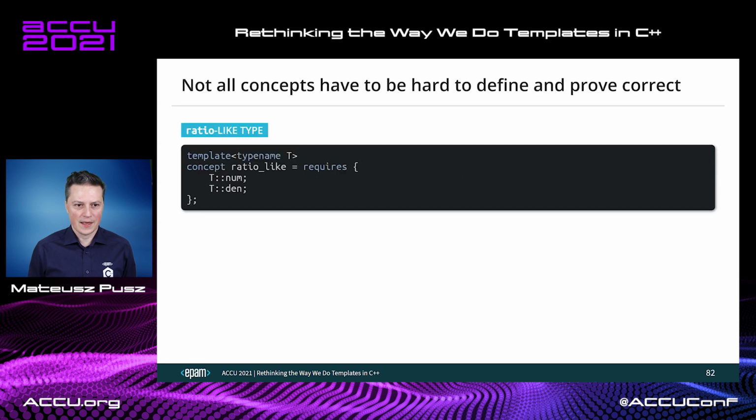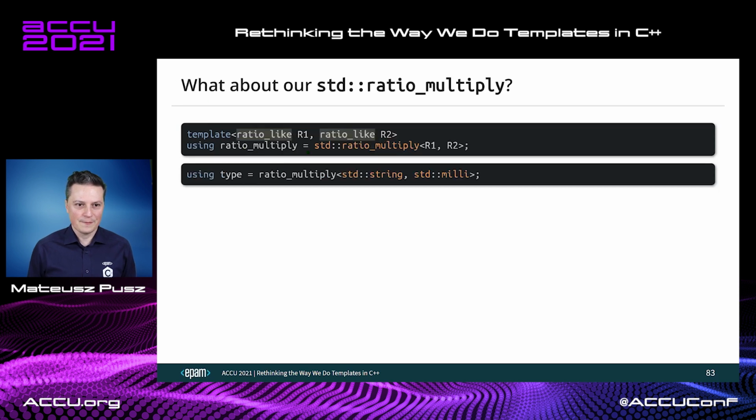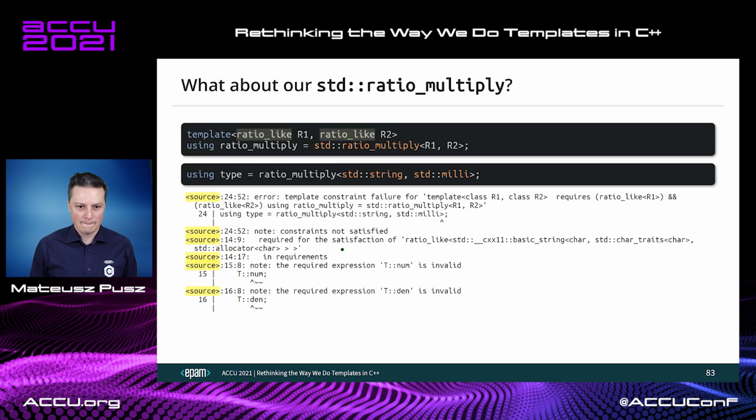So this is one of the cases. Another one may be a ratio-like type. So it's not a specialization of the ratio class template, but it has numerator and denominator members. And maybe that's enough to specify things for ratio multiply, although I'm not sure about it, but for some cases it may be enough. Again, it's really easy to prove that such a concept is correct. So why limit the number of concepts because of such simple definitions that are really helpful? And again, providing this to ratio multiply and making some silly instantiation ends up with information that constraints are not satisfied because there is no num and then in basic string.